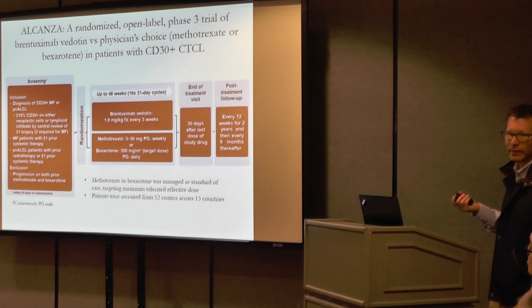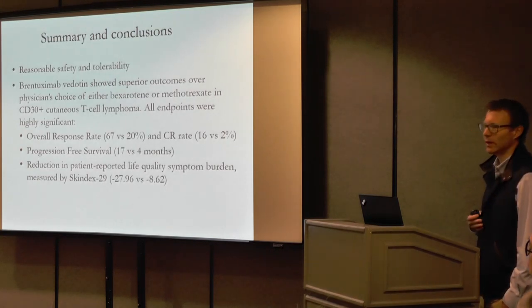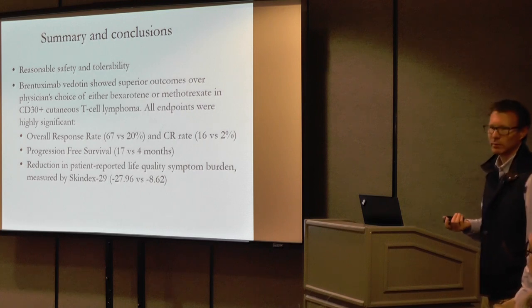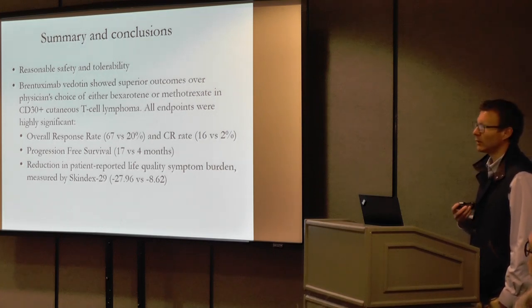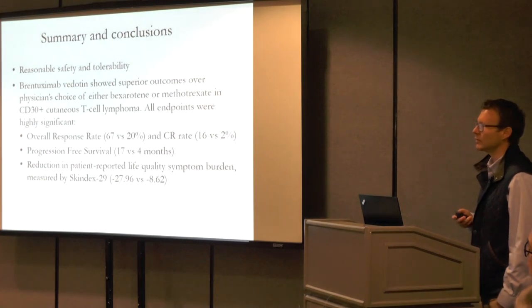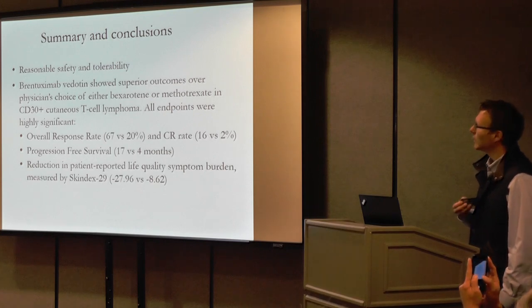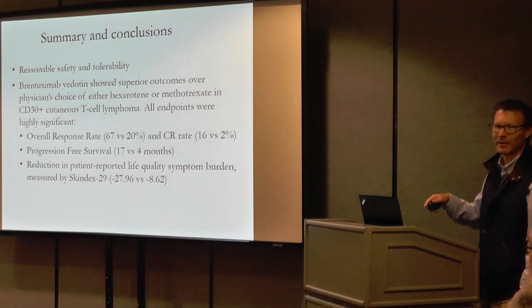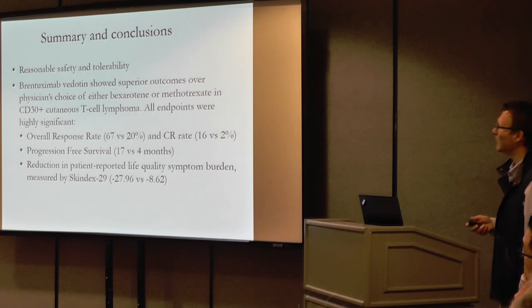Brentuximab is an IV therapy, so it's given into the veins. These other drugs are oral drugs. And this is just the overall summary slide of what the trial showed. Basically, brentuximab vedotin is reasonably safe and tolerable. There are very expected side effects that you should be wary of, mainly neuropathy, numbness and tingling in fingers and toes, that you need to adjust the doses for. Don't be too macho and try to not tell your doctor about neuropathy until you can't walk. You need to notify them beforehand.